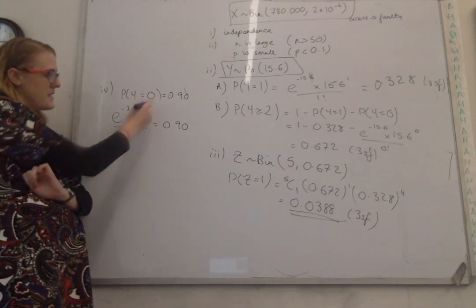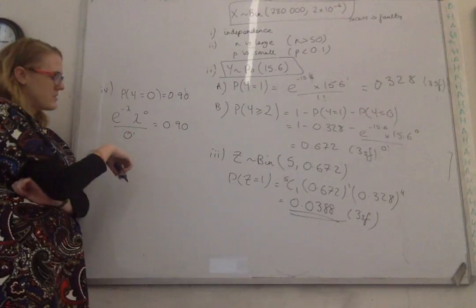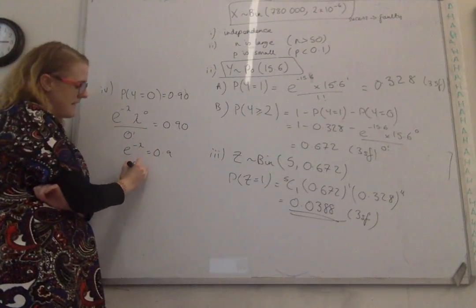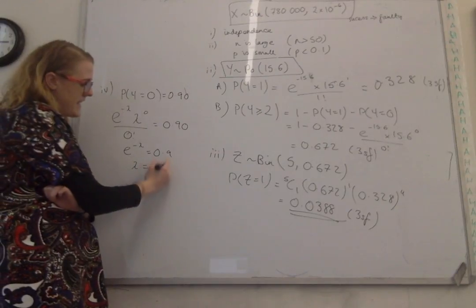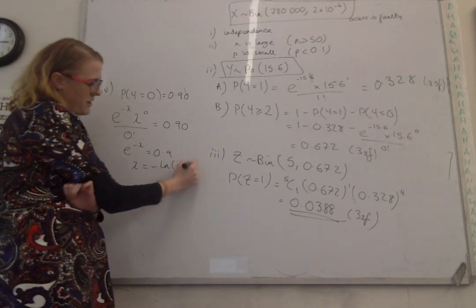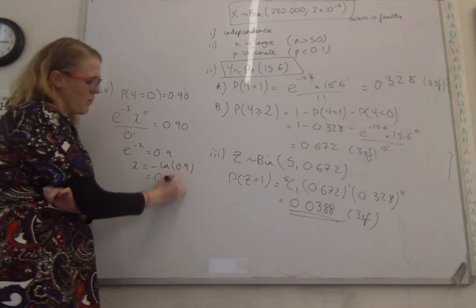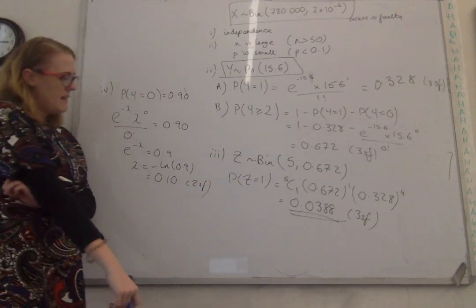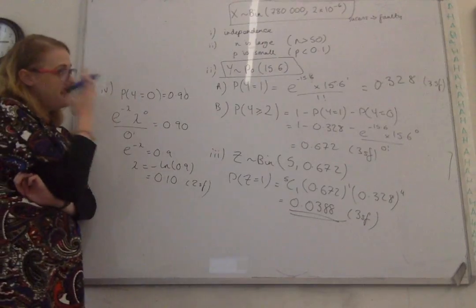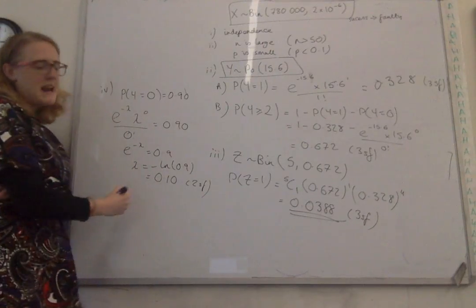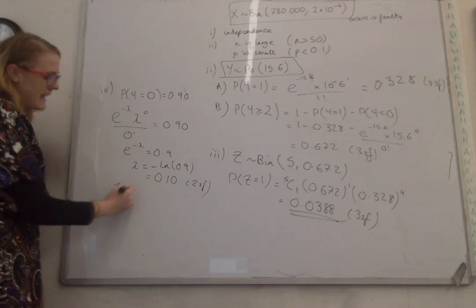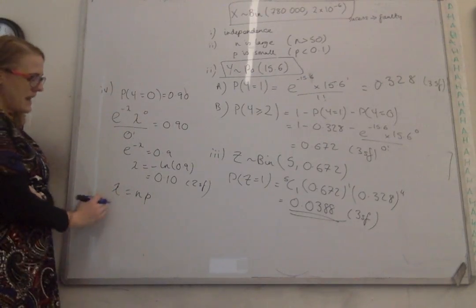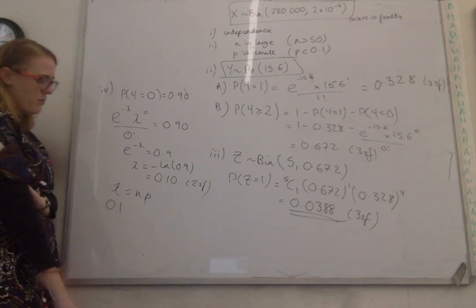Lambda to the 0 is just 1, 0 factorial is just 1, so it's literally just e to the minus lambda is equal to 0.9. So lambda is the negative ln of 0.9, and we get 0.10, I think, for that one, to two significant figures. Then, if I know that's what my lambda is, I need to remember that lambda is just n times p. So lambda in this case needs to be 0.1.